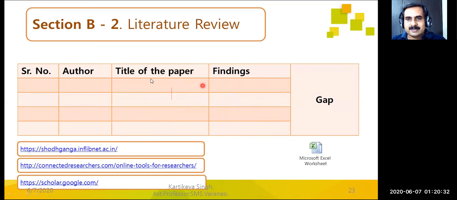ये फॉर्मेट जनरली आपको एक्सटेंसिव लिटरेचर सर्वे में हेल्प करता है। सीरियल नंबर, ऑथर, टाइटल ऑफ द पेपर और फाइंडिंग्स। इनको अगर आप पेपर वाइज कॉपी करके पेस्ट करते जाएं एक एक्सेल सीट पे, और एक्सेल सीट पे मैंने अभी करके भी दिखाया हुआ है, तो आपका एक बेसिक प्लेटफॉर्म बन जाएगा एक्सटेंसिव लिटरेचर सर्वे का, और उस एक्सटेंसिव लिटरेचर सर्वे के बेसिस पे आप गैप आइडेंटिफाई कर पाओगे। गैप आइडेंटिफाई कैसे होता है?